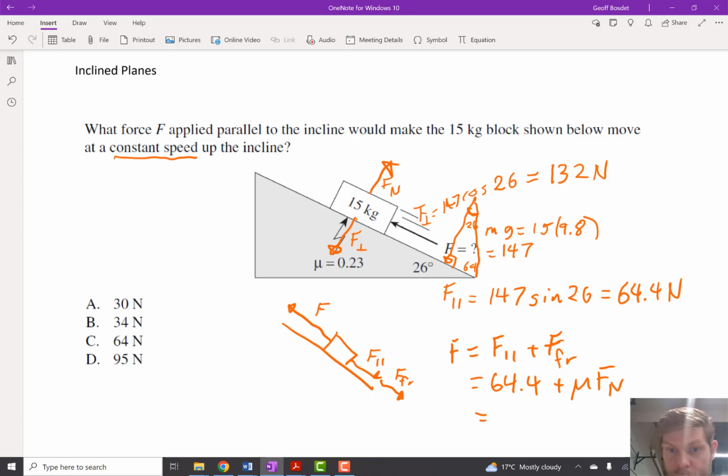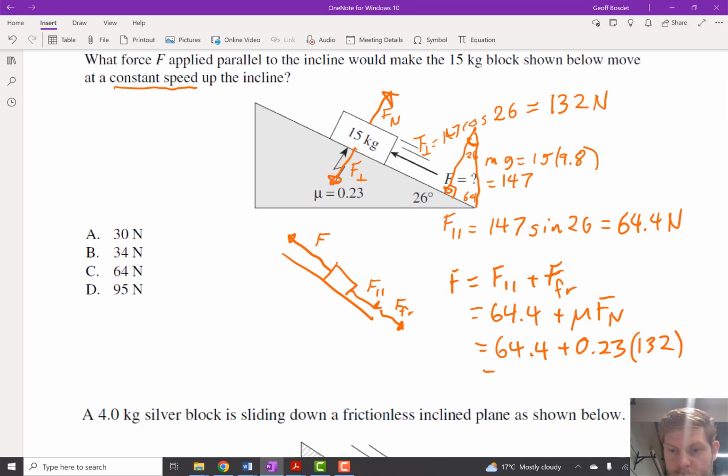And Fn is equal and opposite to F perpendicular. So it's 64.4 plus 0.23 times 132, or 64.4 plus 30.3, or 30.4 rather. 30.4 plus 64.4 will equal 94.8, or when rounded to first sig figs, 95.